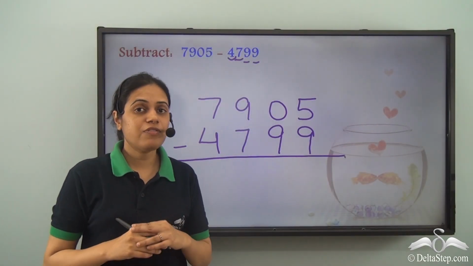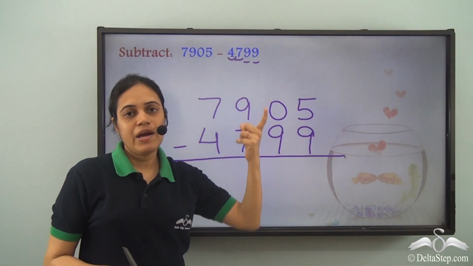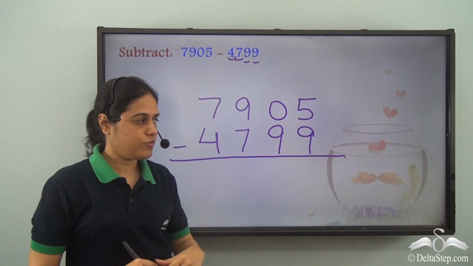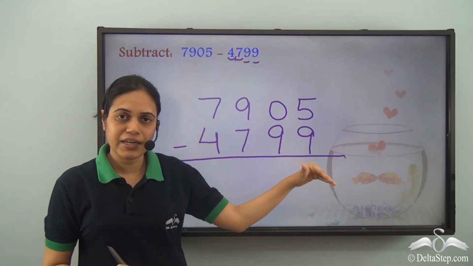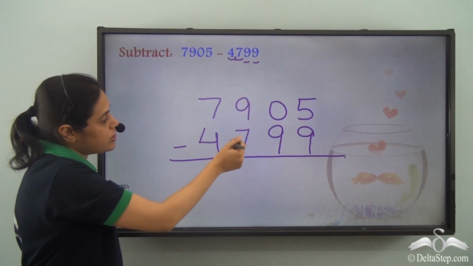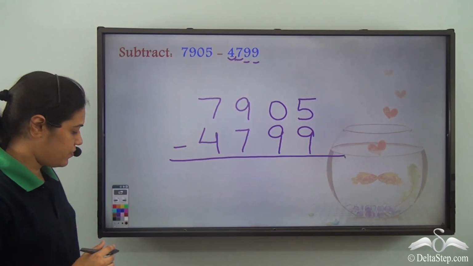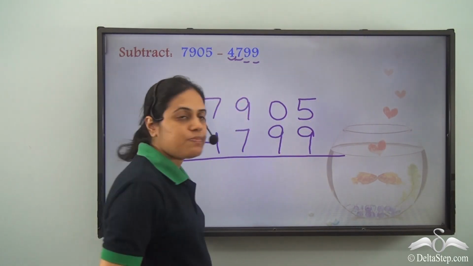Now remember, for subtraction we always write the bigger number on top and the smaller number at the bottom. So 7905 is bigger than 4799 because I am subtracting 4799. So it has to be written at the bottom. Now let us subtract these two. So I start with the ones place.